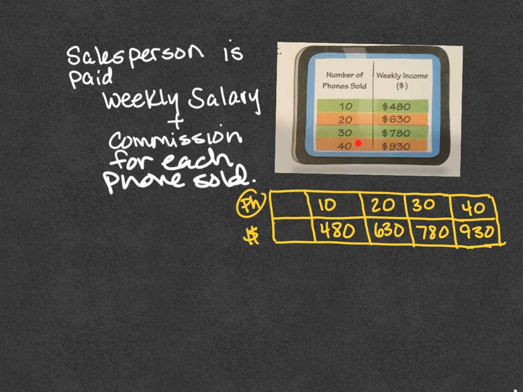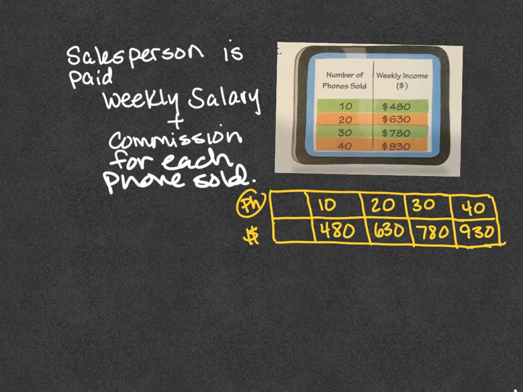So I went ahead and wrote down this information in a table because the previous problems have been having us use a table. So I wanted your brains to have that jump. So 10 phones, then the salesperson earned $480 of weekly salary plus commission. 20 phones, $630. 30 phones, $780. 40 phones, $930.